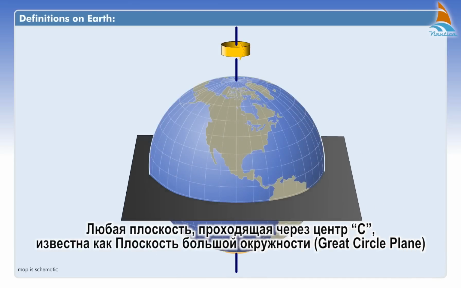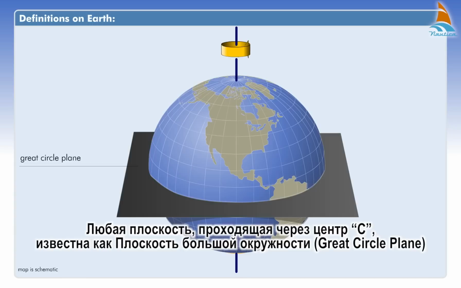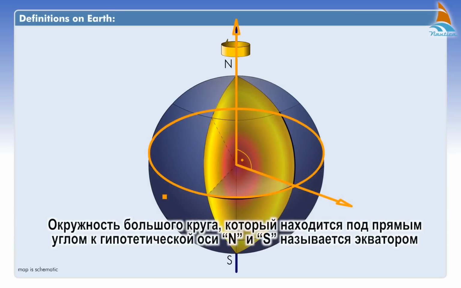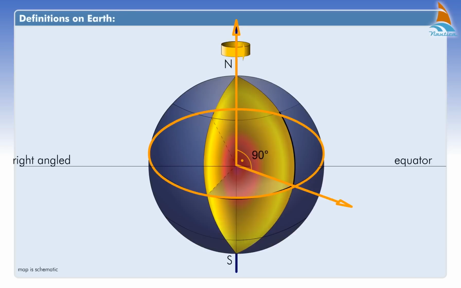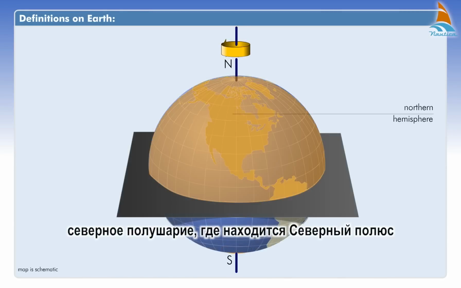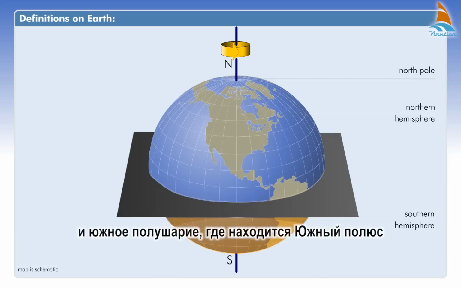Any plane passing through the center, C, is known as a great circle plane. The circumference of the great circle that is right-angled to the hypothetical axis N and S is called the equator. This divides the globe or sphere into 2 equal hemispheres, the northern hemisphere where the North Pole is located, and the southern hemisphere where the South Pole is located.